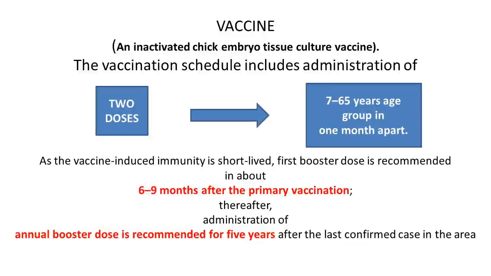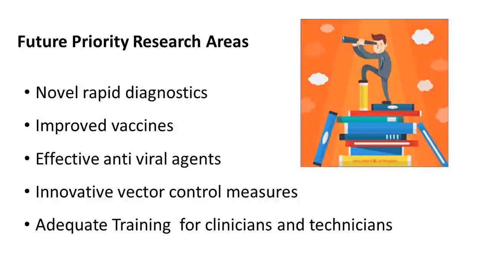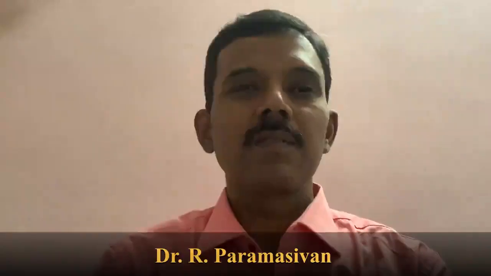Finally, coming to the future priority research areas of KFD, the development of a novel rapid diagnostic assay is always a prime requirement, especially for conducting large-scale surveys, where a field-based assay is very essential. The second point is that an improved vaccine is a very important requirement, effective antiviral drugs are very much needed for treating patients, and innovative vector control measures are always required, and considerable research needs to be concentrated on this area. Finally, adequate training for clinicians and technicians who are involved in detecting KFD cases is very much needed for implementing appropriate control strategies in India.